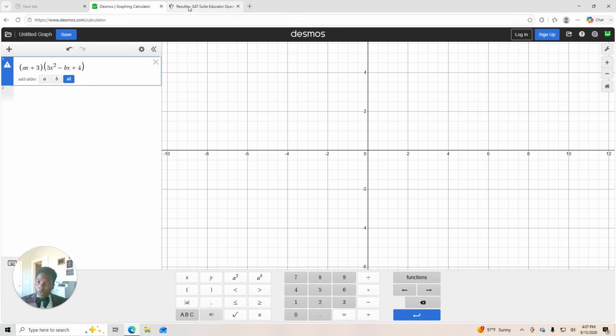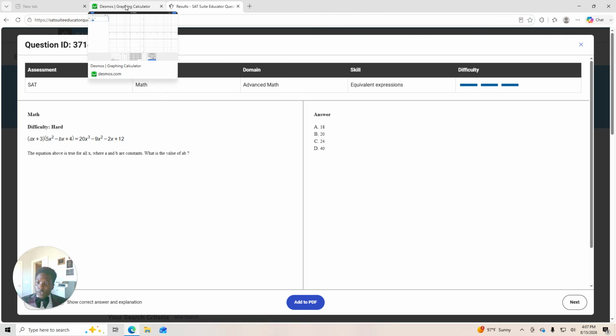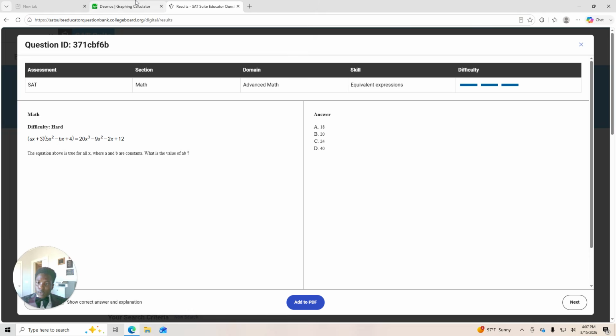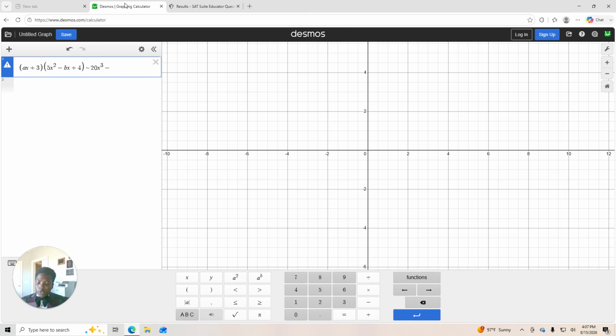Now, in order for Desmos to solve it, instead of having an equal sign, you're going to need a regression sign. So we're just going to add that and then start putting in our other side. So 20x, was it cubed or squared? 20x cubed minus 9x squared minus, I think it was 9x plus 12 or 2x.